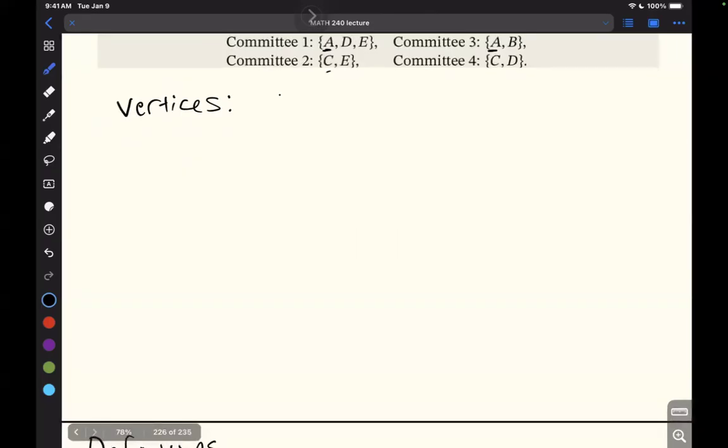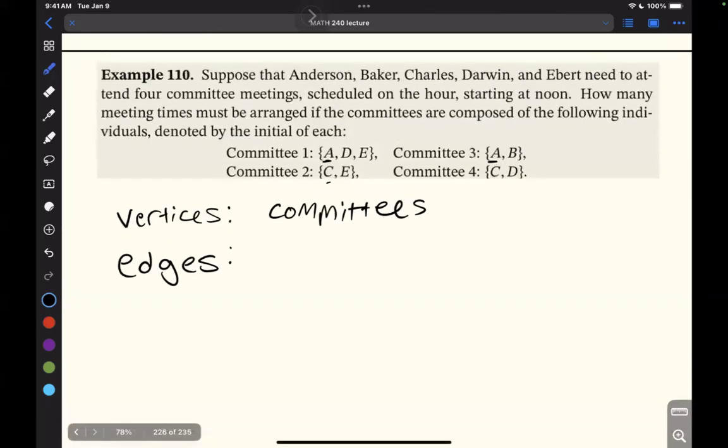Okay, so let's say the committees are the vertices. So then what are the edges? What do the edges represent in our problem?